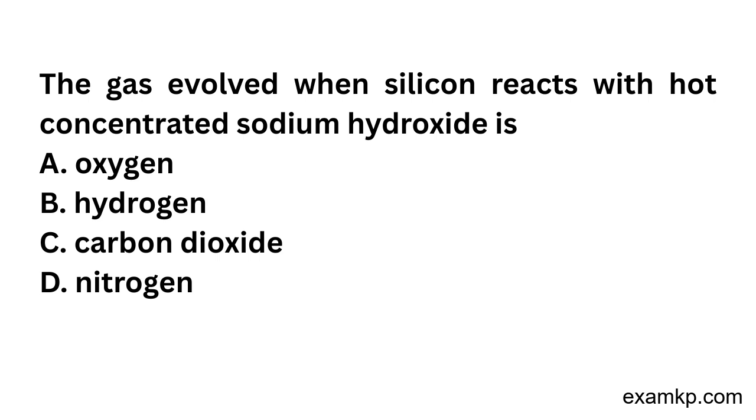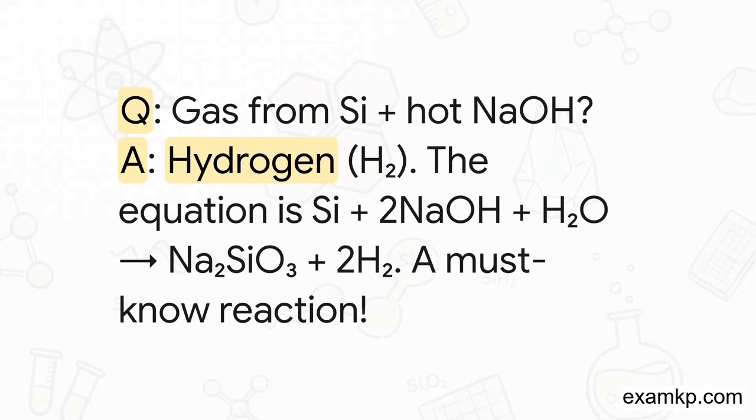Let's check out JAMB 2023. The gas evolved when silicon reacts with hot, concentrated sodium hydroxide. Hey, wait a minute. We just talked about this, didn't we? The options might be oxygen, hydrogen, carbon dioxide, whatever. But you know the answer is, of course, hydrogen. The equation confirms it for us.